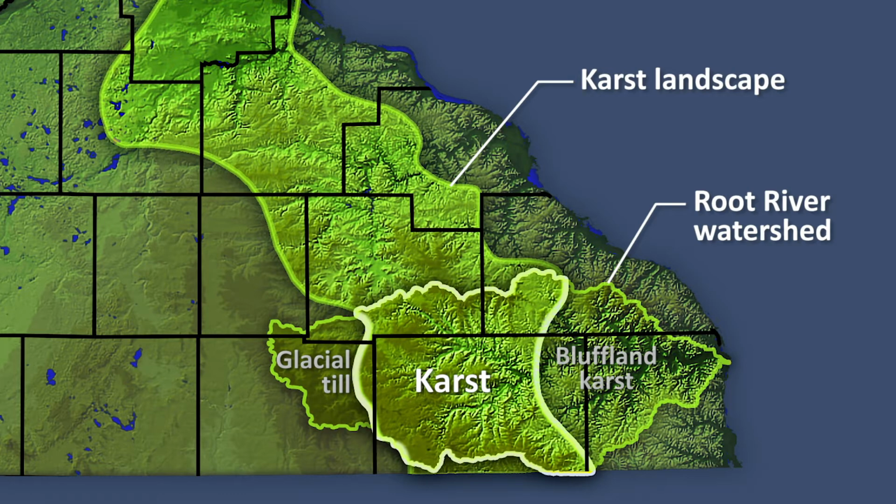A map of the Root River watershed in southeast Minnesota is shown. The watershed is divided into three primary landscapes. From west to east they are Glacial Till, Karst, and Bluffland Karst. The Karst region extends northeast beyond the watershed boundary.